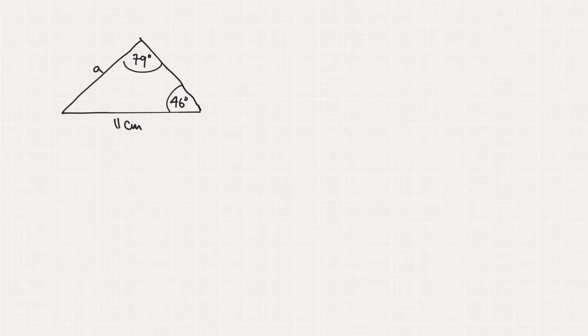We'll only state the two parts that we really need here. So we're going to say a over sine of 46 is equal to 11 over sine of 79. For this you're going to need a scientific calculator, and please make sure that it is in degree mode because we're working in degrees. There are various ways you can go about this, but I'll go for solving it the quickest way possible.